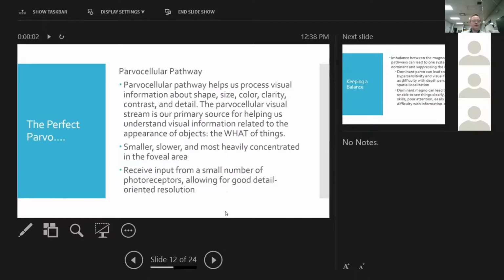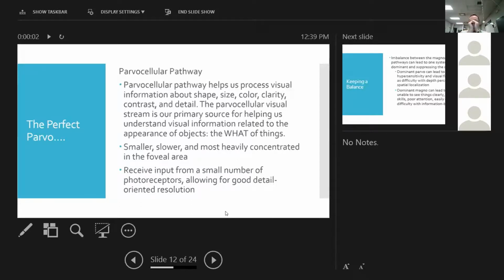Then vice versa, the parvocellular pathway, it's going to process the visual information about shape, size, color, clarity, contrast, detail, okay? It is the what, okay? It's very small. The very last slide that we have is kind of interesting. It'll kind of tie everything together.